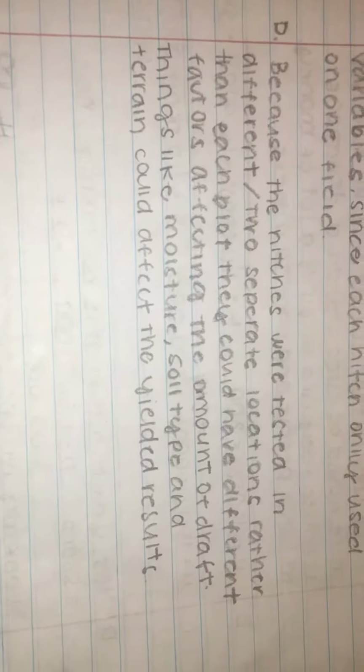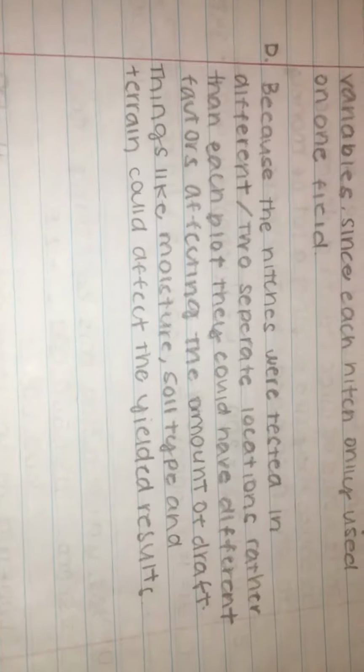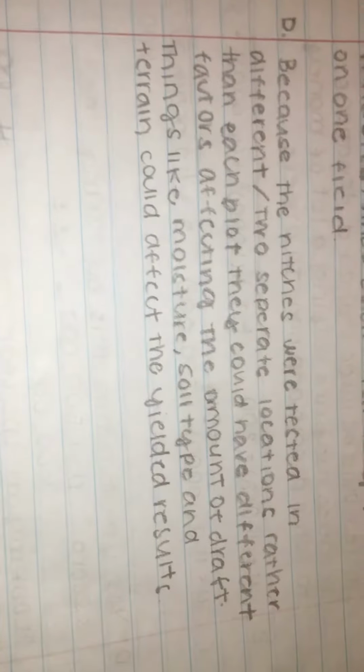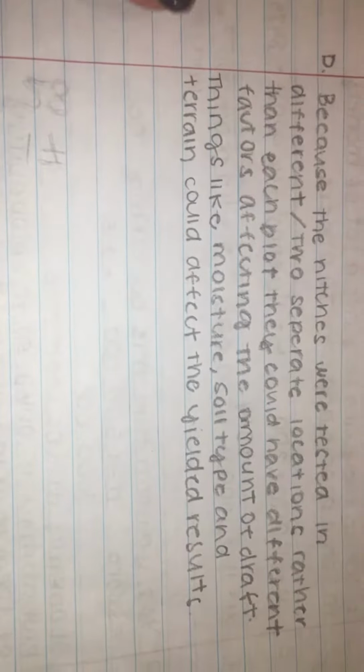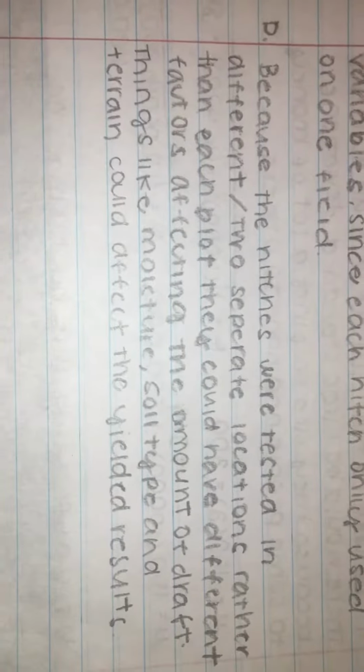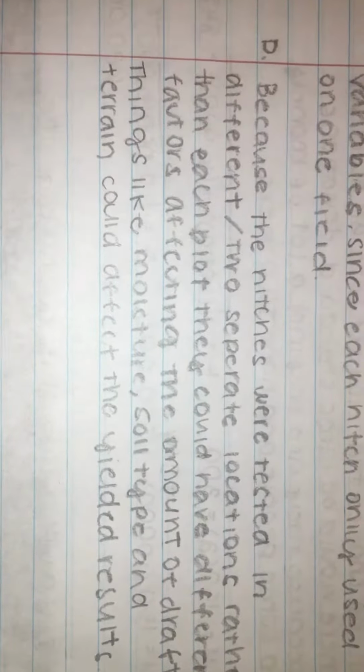And then finally, it says the plot of land is a confounding variable in this experiment. Explain why. So the plot of land is a confounding variable because the hitches were tested in 2 separate locations rather than each plot. They could have different factors affecting the amount of draft. Things like moisture, soil type, and terrain could have been different in the 2 different plots of land, so that could have affected the results.